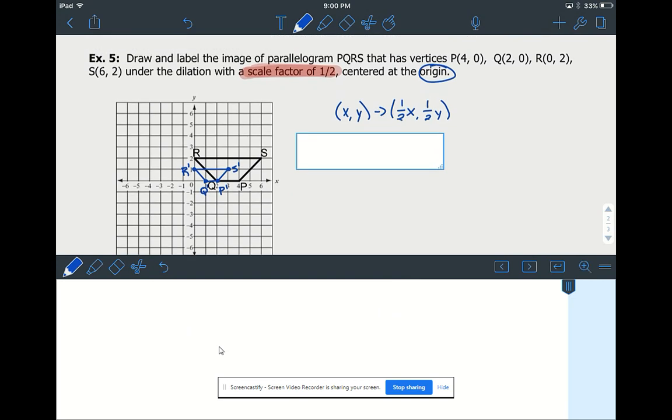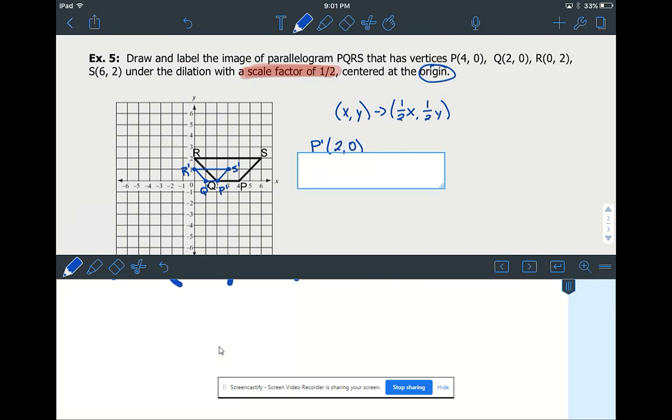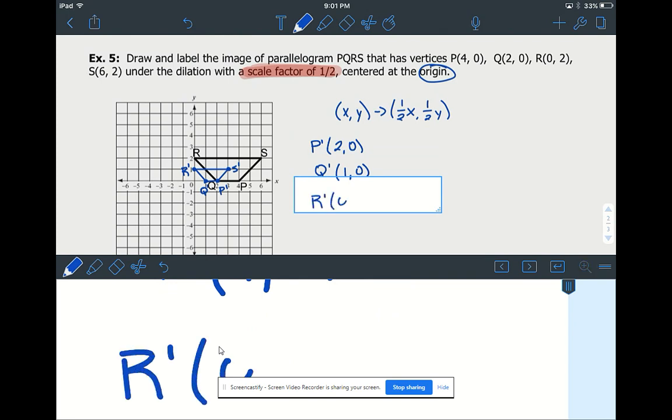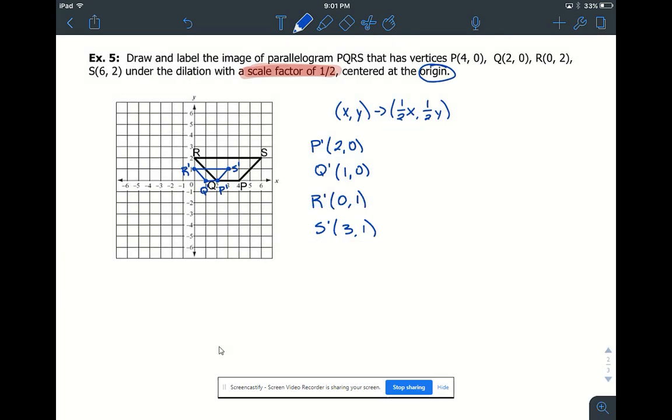So let's write our vertices down. P prime is now at 2, 0. Q prime is now at 1, 0. R prime is at 0, 1. And S prime is at 3, 1. Simple enough.